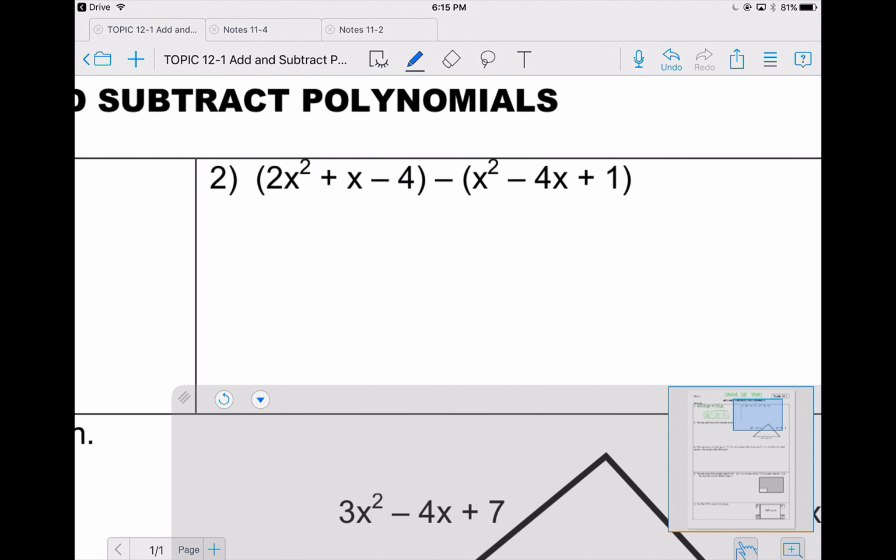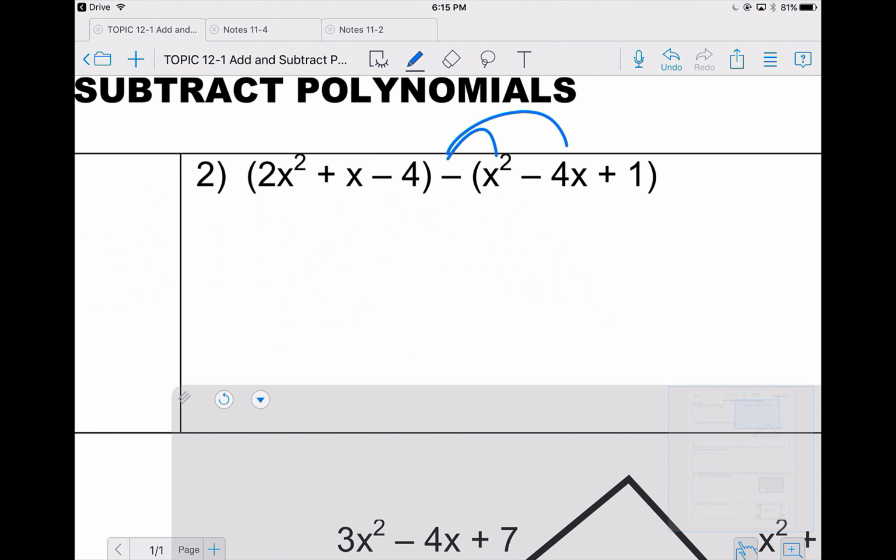On example 2, we're distributing, so this time we have a subtraction sign here. So instead of doing what we did in problem 1, we have to add in one tiny step where we distribute the negative to everything inside of the parentheses. So negative x squared minus negative 4 becomes a positive 4x and minus 1.